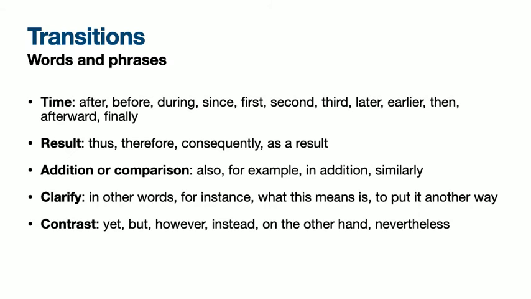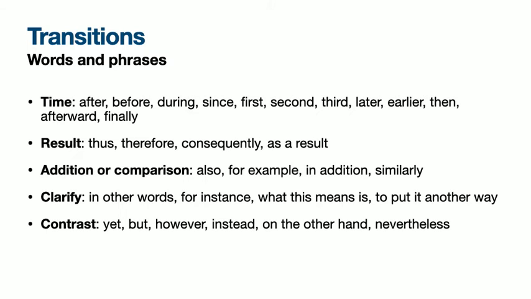These are used a lot in the explanation part of an analytical paragraph when you're trying to rephrase or reframe the evidence that you've used to support a claim. You might say what this means is, or to put it another way. And then, of course, you can contrast: yet, however, but, instead. And those are only some of the categories of transitional words and phrases.